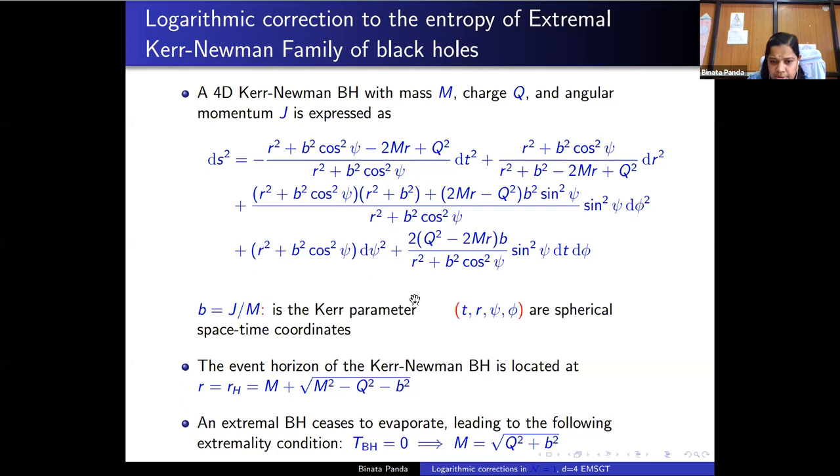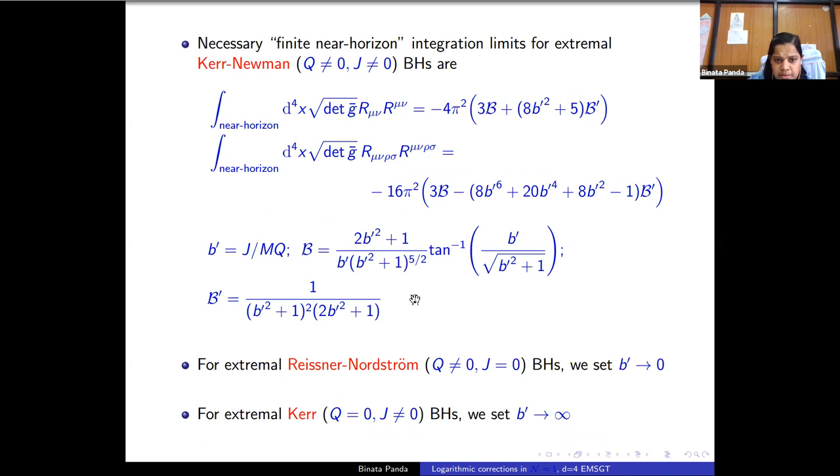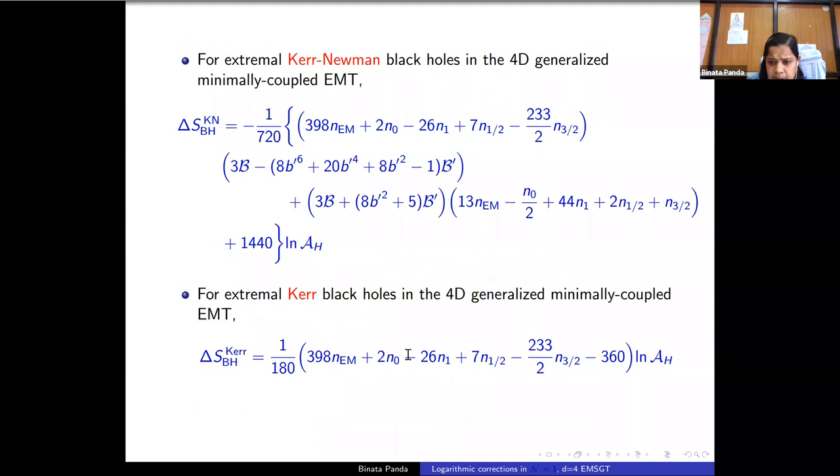So we have computed the log corrections to the Kerr-Newman black holes. And you can calculate the Reissner-Nordström black hole just by changing the black hole parameters. If you keep the angular momentum at zero and the charge non-zero, then you can reproduce the results for Reissner-Nordström. If you put charge zero and keep non-zero angular momentum, you can reproduce the Kerr black hole. And if you put both the parameters zero, in the non-extremal limit you can write down the Schwarzschild results also.